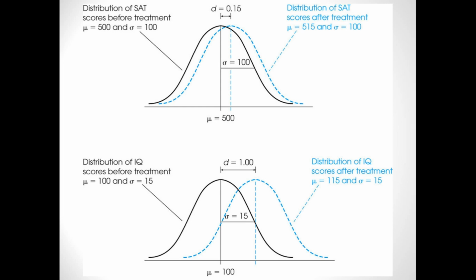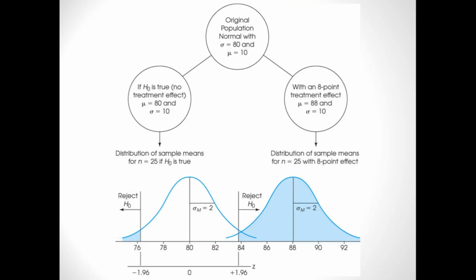So we can illustrate the power of the hypothesis test using our original population, which is normal with a standard deviation of 10 and a mean of 80. If H0 is true, the mean equals 80 and the standard deviation equals 10. With an 8-point treatment effect, we have a mean of 88 and the standard deviation remains 10.